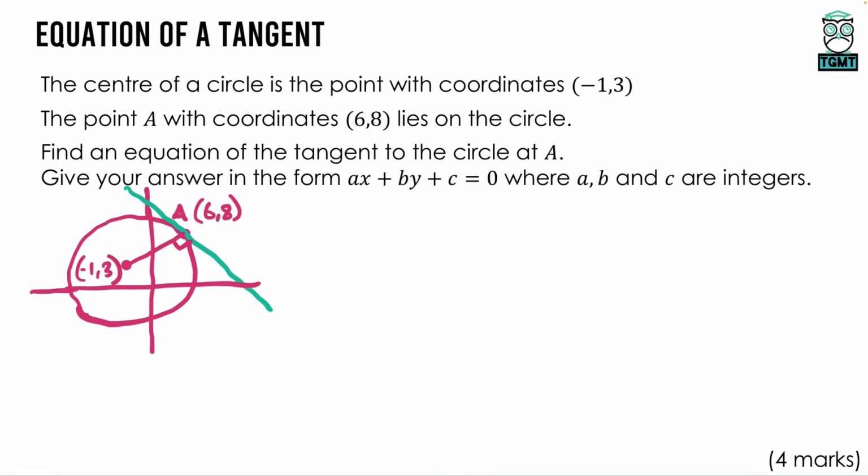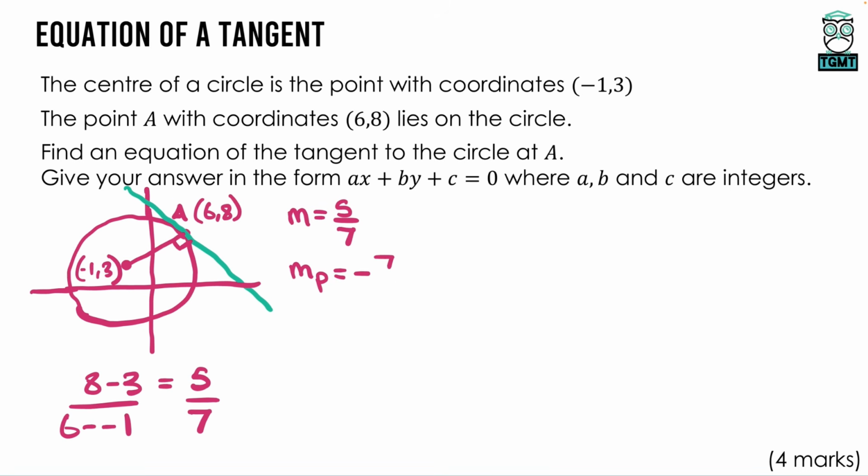Now the change in y, it goes from 3 to 8. So 8 minus 3, which is 5. For the change in x, it goes from -1 to 6, or 6 take away -1, which is a change of 7. So my gradient of the radius is 5 over 7. Now I want the perpendicular gradient. So my perpendicular gradient will be -7 over 5, just doing the reciprocal there.